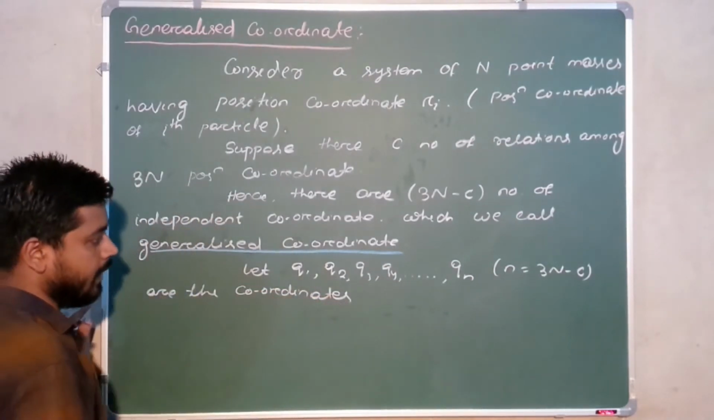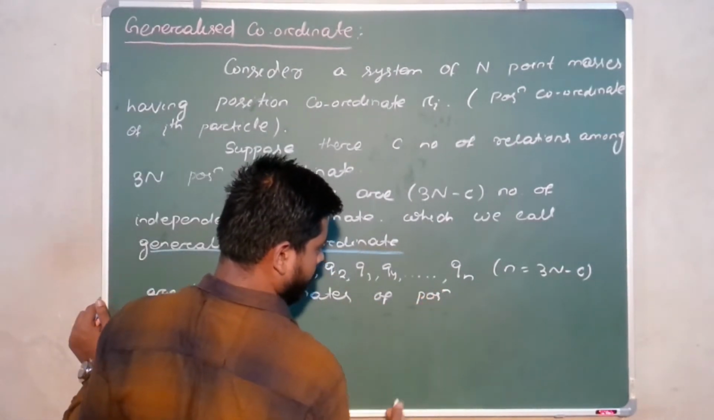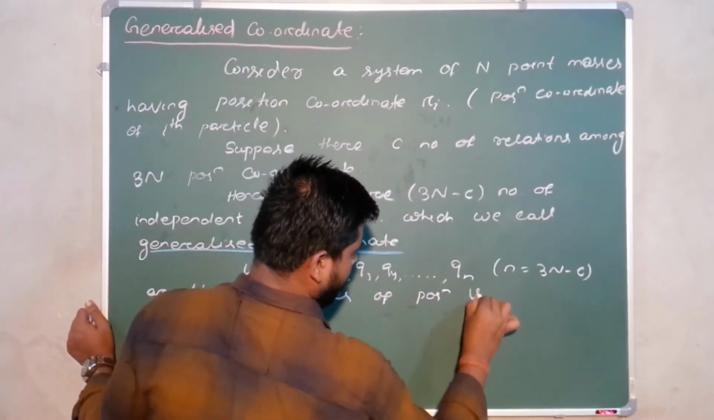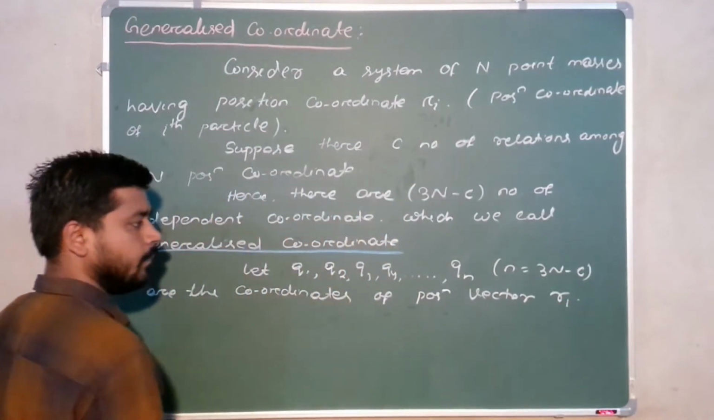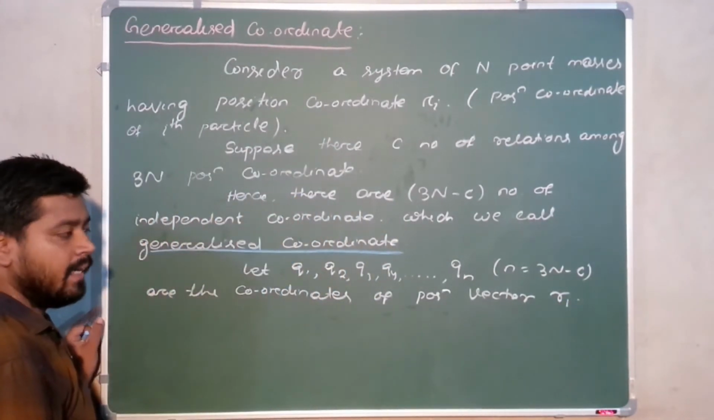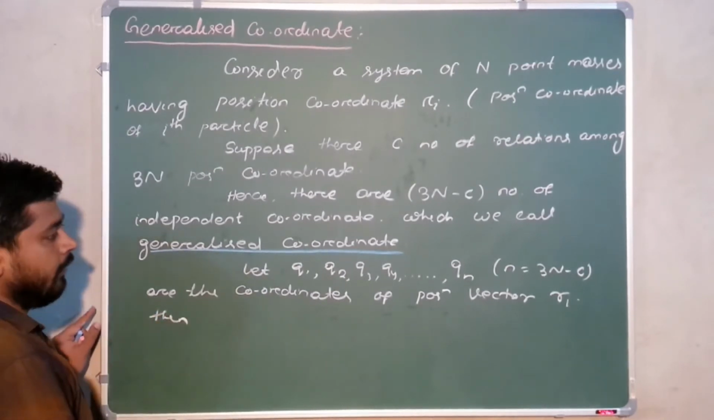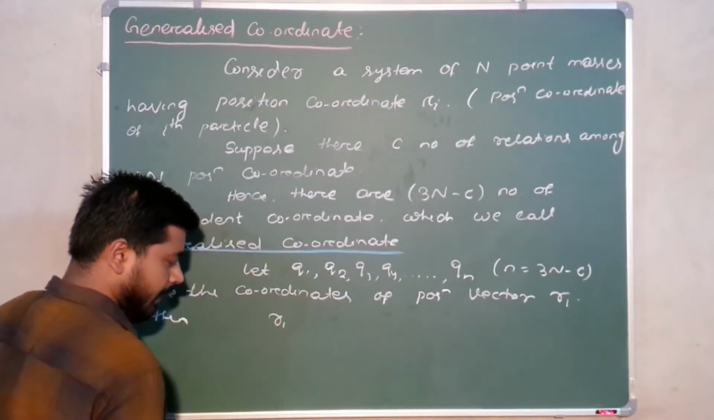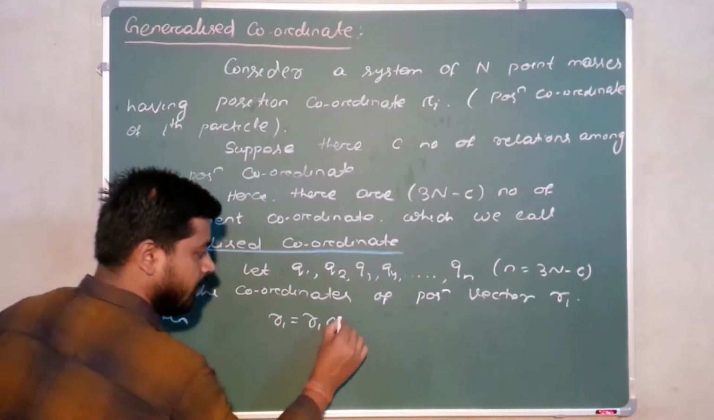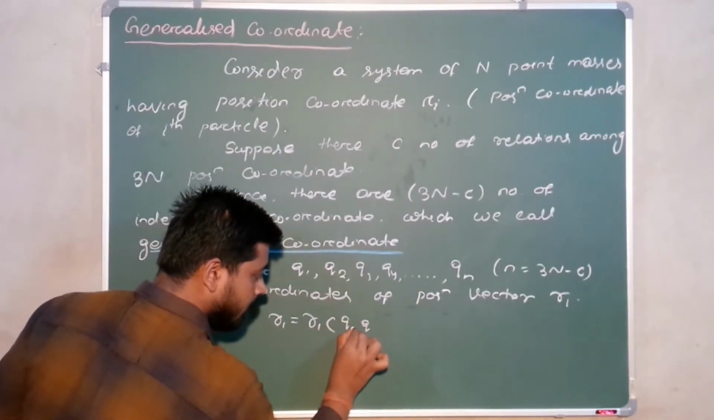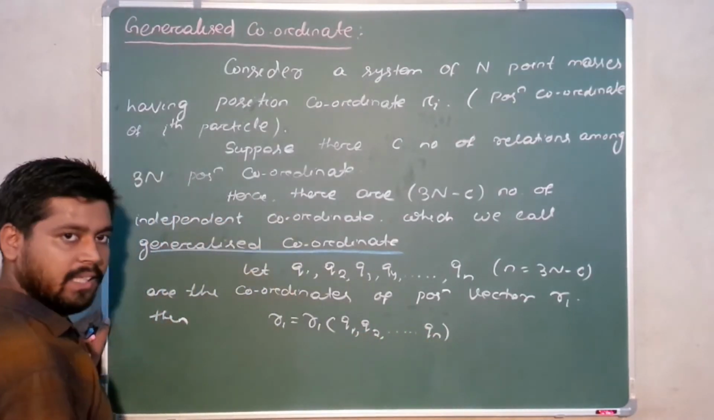These are the coordinates of position vector. Just write down ri. Here is ri. Then how can I write this? Then we can write r1, the first position coordinate, as a function of q1, q2 up to qn. Yes or no?